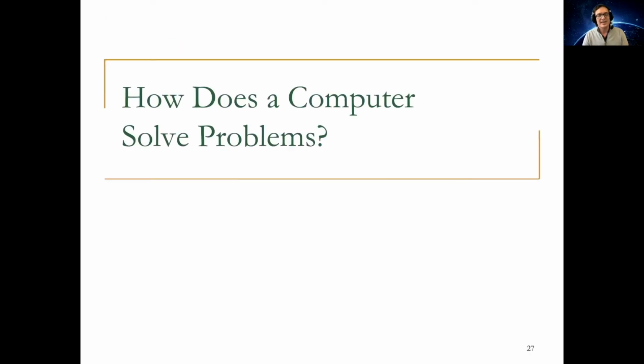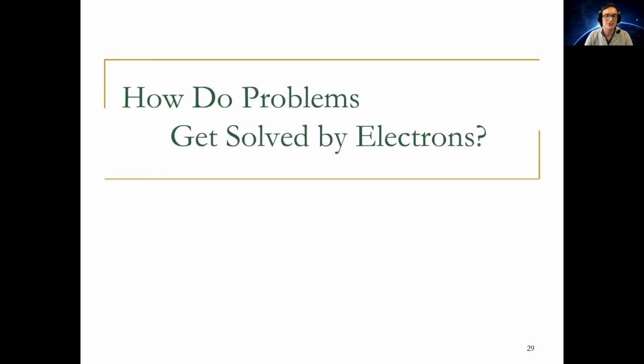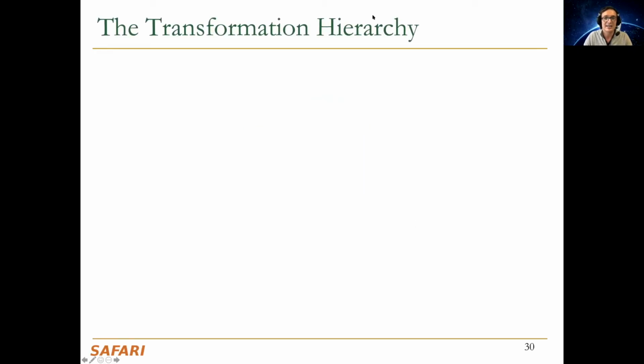Okay, so then the next question is, of course, how does a computer solve problems? And that's what we're going to focus on in this course. And the high-level answer is by orchestrating electrons. At least in today's dominant technologies, computers orchestrate electrons and enable electrons to do the things that will lead to the solutions of the problems. Okay, so how do problems get solved by electrons? That leads us to the transformation hierarchy over here, which is basically we start with a problem, and we need electrons to solve this problem.